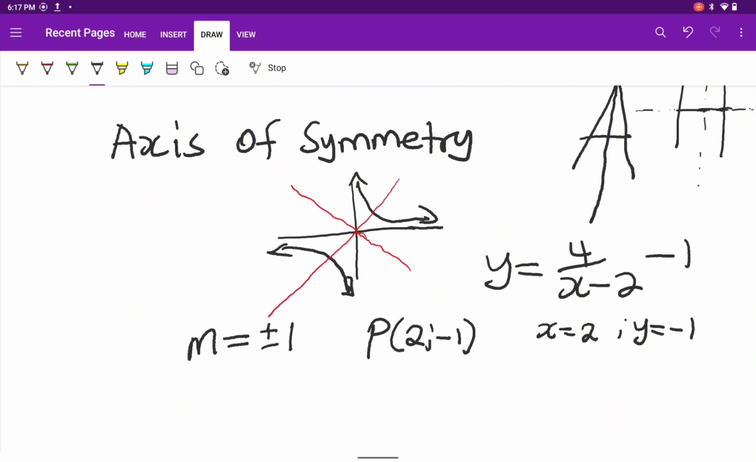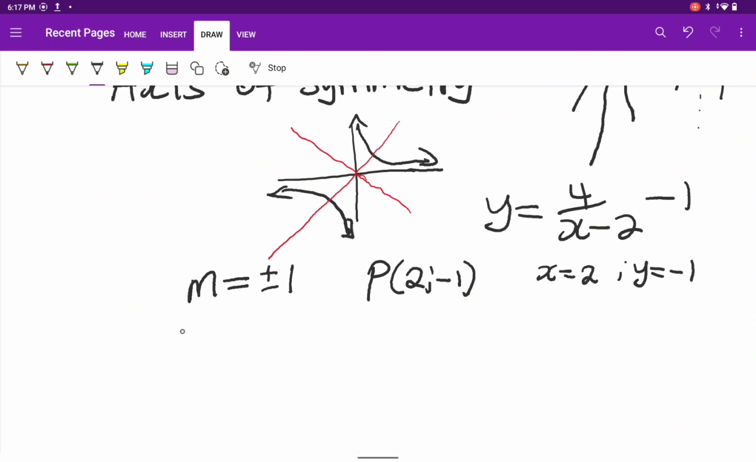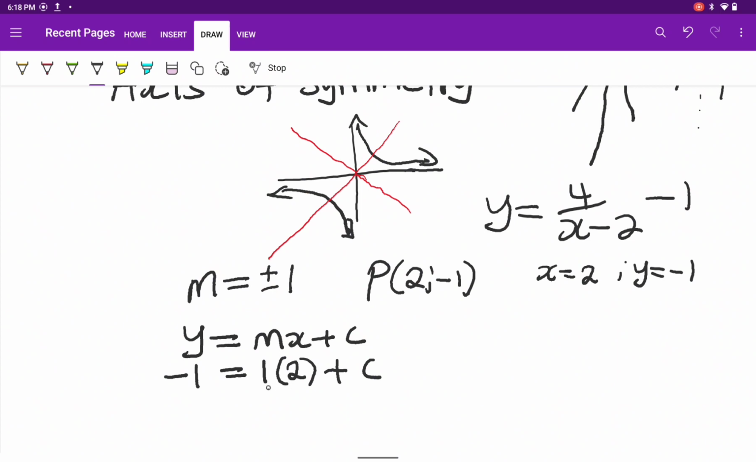So the gradient is +1 or -1, and the point on the asymptote is (2, -1). So to calculate the equation, we can use the simple equation y = mx + c. Substituting everything, the y value is -1, and m, let's start with the positive, is 1. The x value is 2 in this case, and then we have plus c. So 1 times 2 is 2.